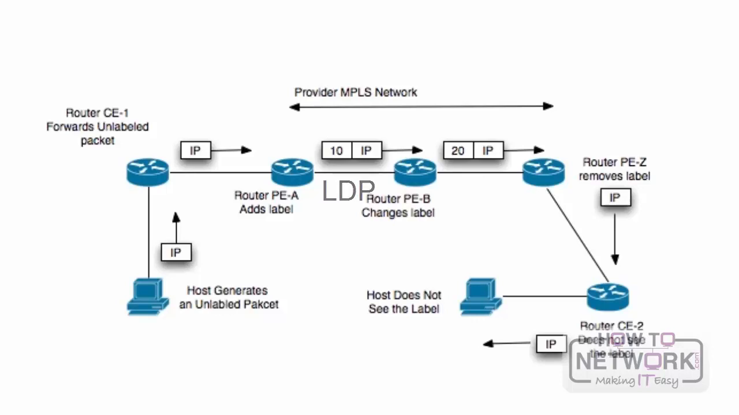A technology that improves MPLS efficiency is penultimate hop popping. This allows for the second-to-last LSR in the MPLS path to be the one that pops out the label. This adds efficiency to the overall operation of MPLS.